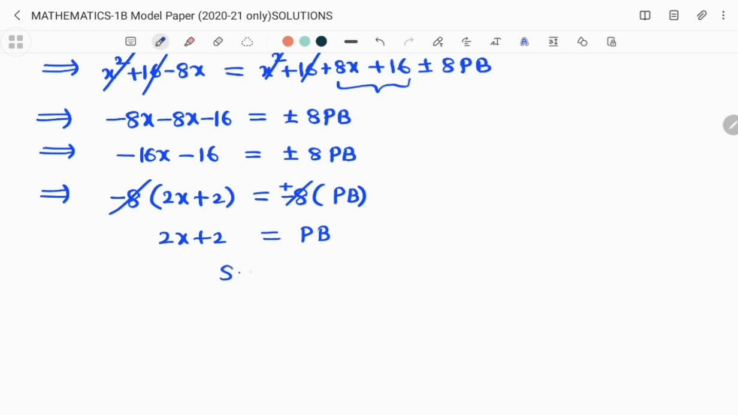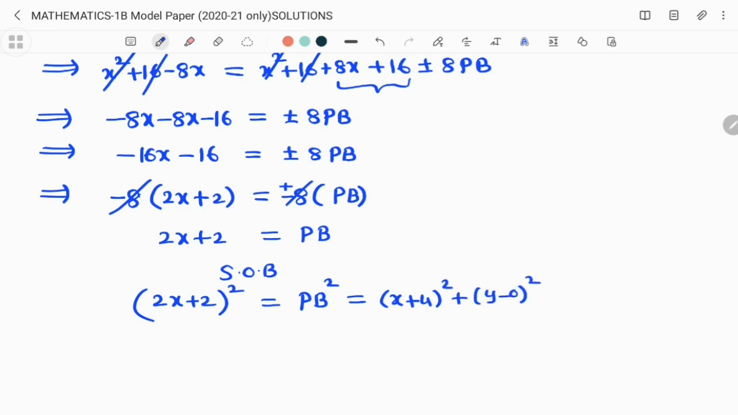Squaring on both sides, (2x plus 2) whole square is equal to PB square. That PB square means the distance between point P and point B, so (x minus of minus 4) whole square plus (y minus 0) whole square. So here (2x plus 2) whole square is 4x square plus 4 plus 2 into 2x into 2, so 8x, which is equal to x square plus 16 plus 8x plus y square. Both sides 8x get cancelled.